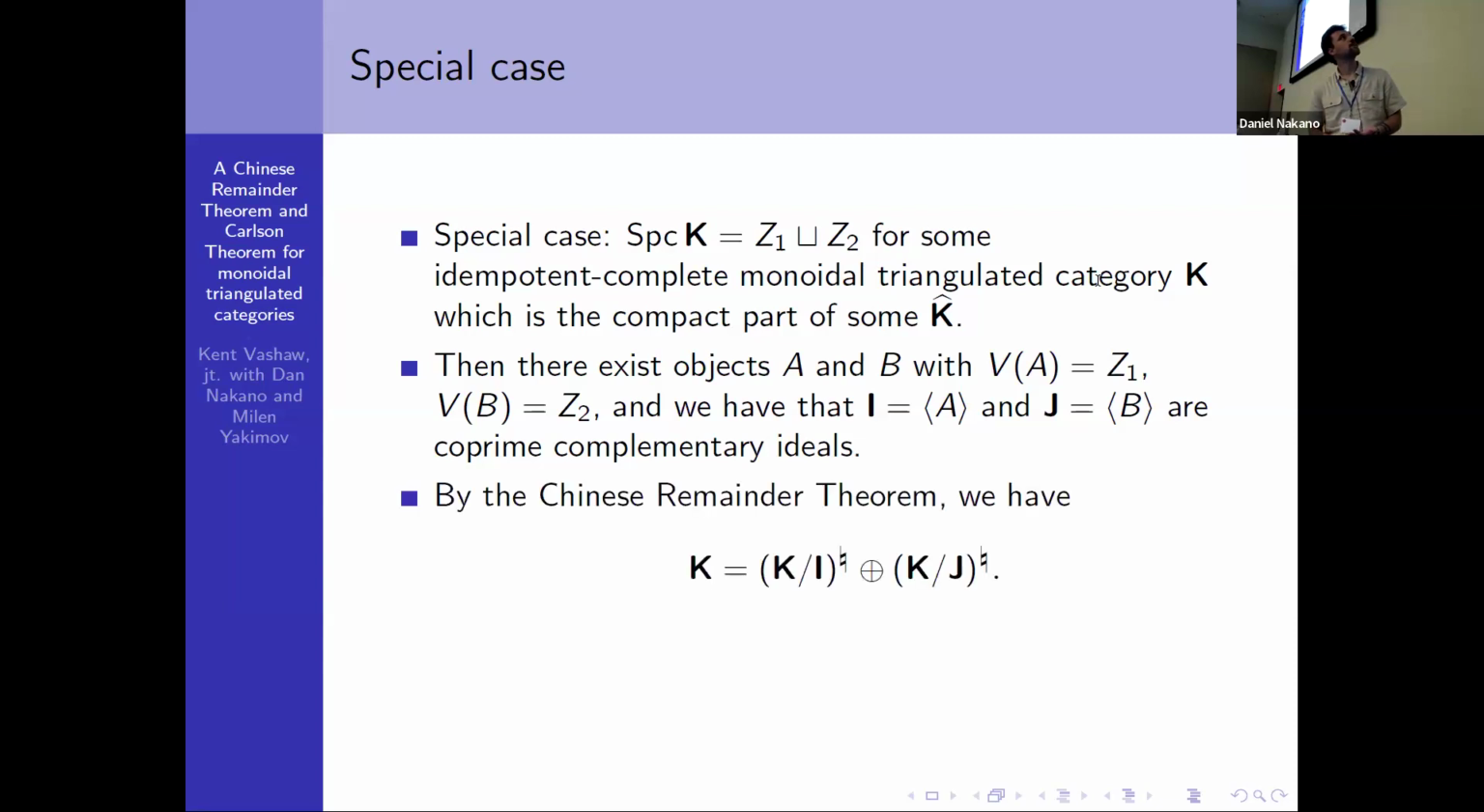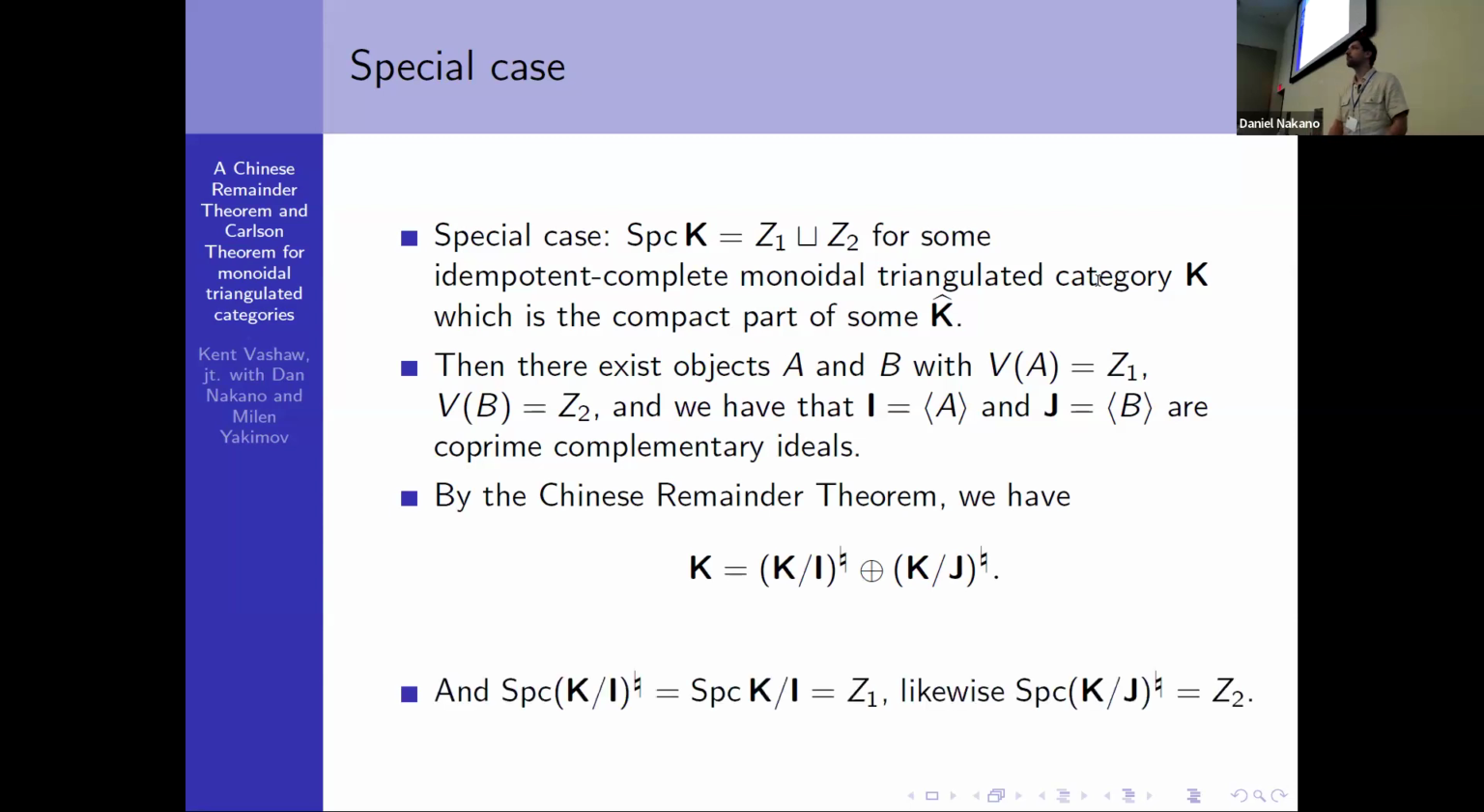And what follows is that K can be written as the direct sum of the idempotent completion of K quotient I and K quotient J. And fortunately, on the level of Balmer spectra, idempotent completion doesn't affect the calculation of the Balmer spectrum. So what we have here is, if the Balmer spectrum of K is disconnected, then you can write K as a direct sum of two triangulated categories, and the spectra of those two triangulated categories are exactly the two pieces of your original spectrum.